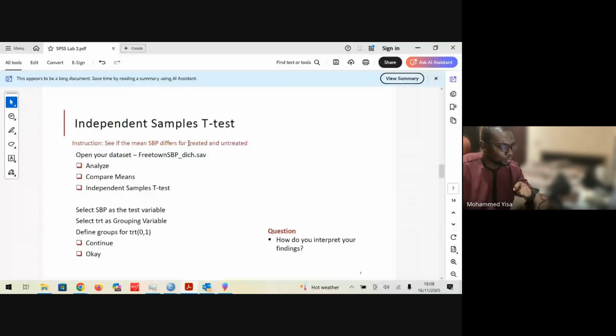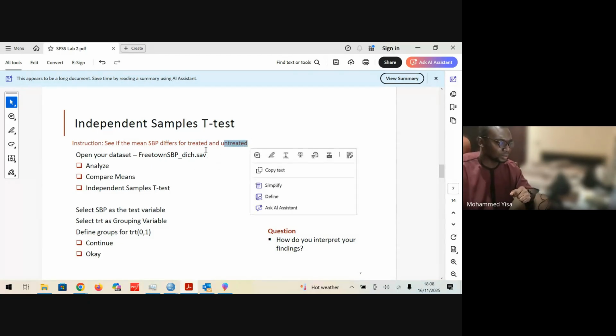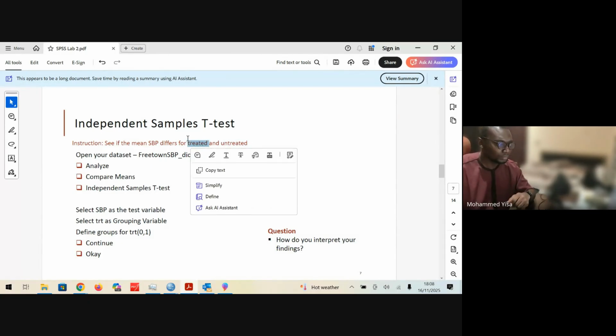You are looking at people who are treated and people who are not treated, like in a clinical trial. Maybe these are the treatment group and this is the placebo group. Or maybe in a cohort study, you are looking at smokers versus non-smokers, or people who exercise versus people who do not exercise. Does that make sense? So these are two different groups of people.